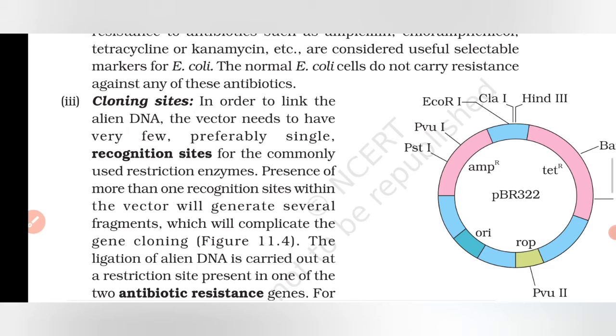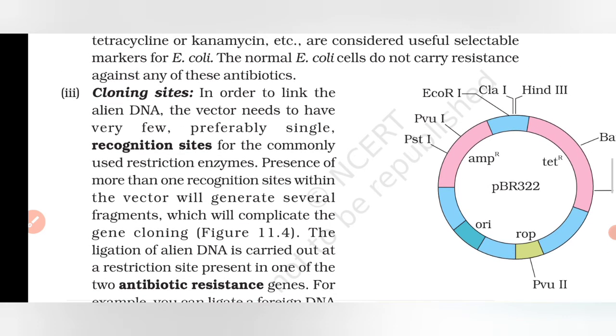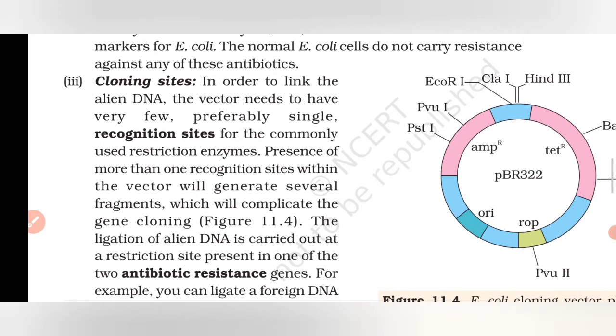For different restriction enzymes, it may have different sites or many other sites, but for the same or commonly used restriction enzyme, it should have only one. Let's suppose there is a restriction enzyme called A, then A should have only one site. It may have sites for A, B, C, D, but for A only one site, B only one site, for C also it should have only one site. Presence of more than one recognition site within the vector will generate several fragments, which will complicate the gene cloning process.